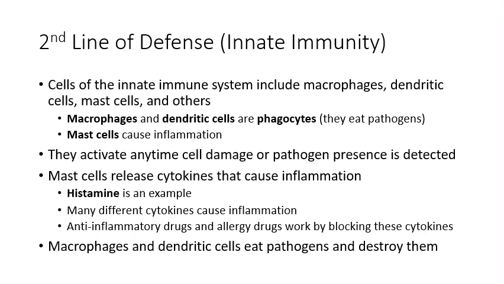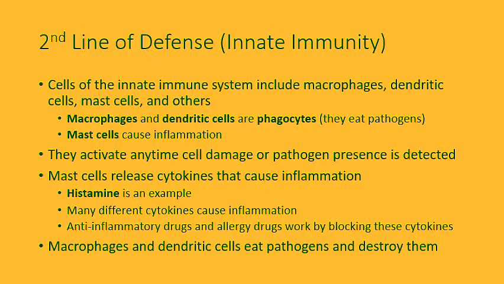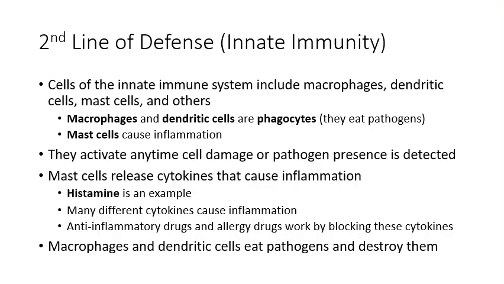So we'll talk about the second line of defense, or the innate immune system, in more detail. We said there's macrophages, dendritic cells, and mast cells in that part of the immune system. The mast cells are the ones that are causing inflammation. Anytime they encounter evidence of a pathogen or any kind of cellular damage, they will activate. They will release cytokines. Those cytokines will cause inflammation. There's actually a lot of different cytokines that promote inflammation. One of them is histamine, and histamine in particular is really elevated in people who have allergies. So that's the reason why antihistamines are used as allergy drugs.